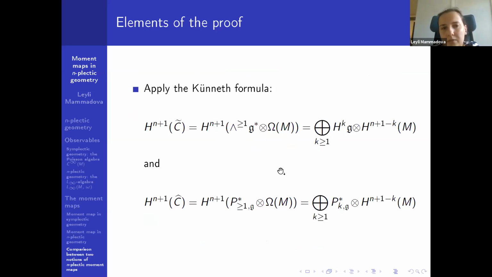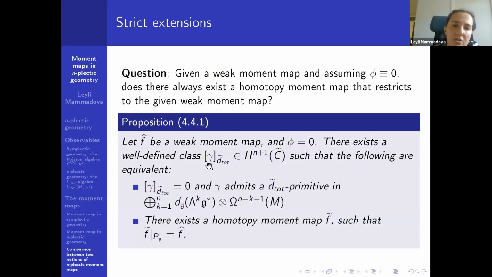Right, and now as for this question, again you see that this class is in the first complex. But we don't just need it to vanish, we need it to have a primitive in this subspace right here. And all of this is well defined, independent of the choice of representative and all that. Okay, so I think that's good.